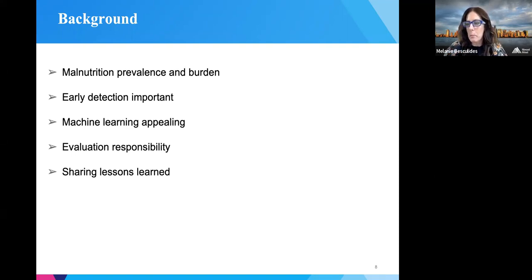So having a tool to screen patients, even if it's an imperfect tool, is better than no tool. Nurses are amazing, right? But they don't have the capacity to screen everybody, and they're not perfect at recording data. So if we can use a tool like a machine learning tool, great. But we have the responsibility, as I mentioned earlier, of evaluating that tool and sharing the lessons that we learned about how the tool was implemented.